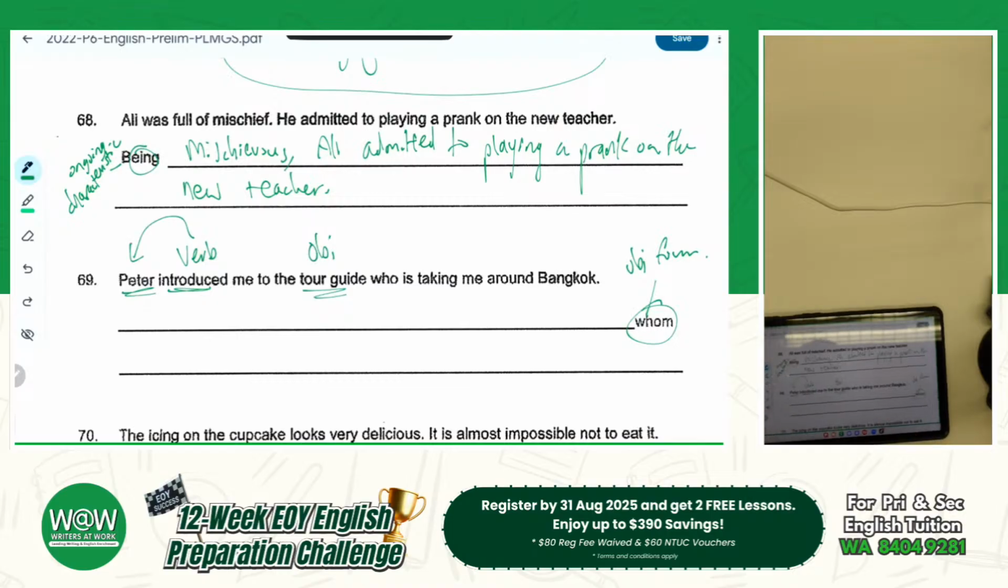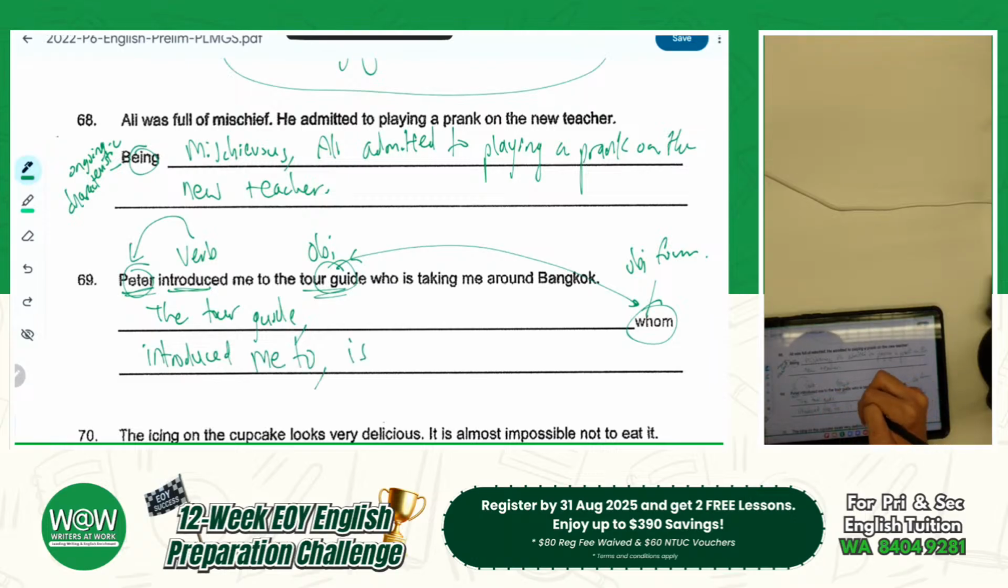So you see, it's a bit tricky now. So it will not start with Peter, but it will start with tour guide because I want to use the whom to describe the tour guide. So it will be the tour guide whom Peter introduced me to is taking me around Bangkok. Can you see now? So we need to be very clear when we encounter such relative pronouns.